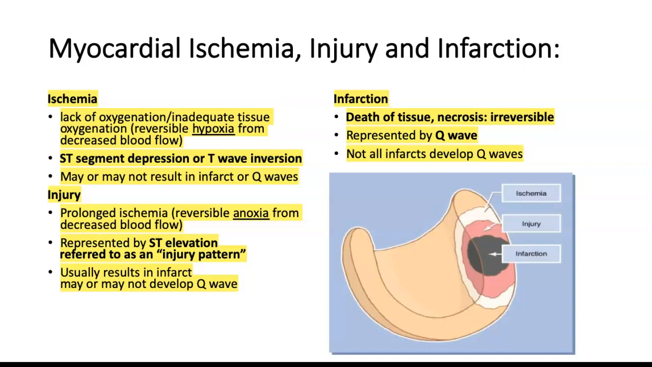Infarction. Infarction is the term for death of a tissue or necrosis. This is irreversible damage. This is typically represented by a Q wave. Infarction may be transmural or all the way through the myocardium. Not all infarcts will develop a Q wave.